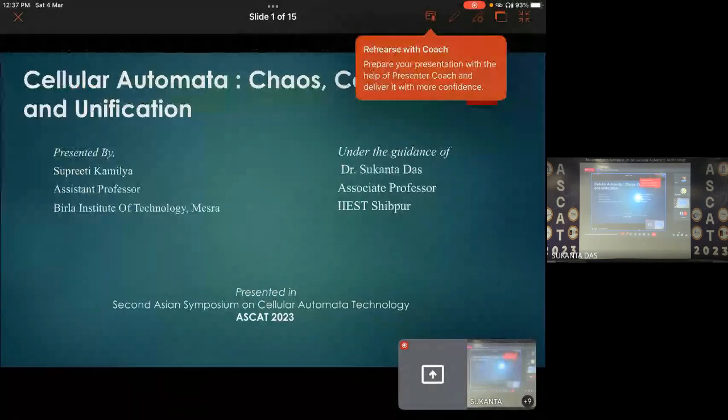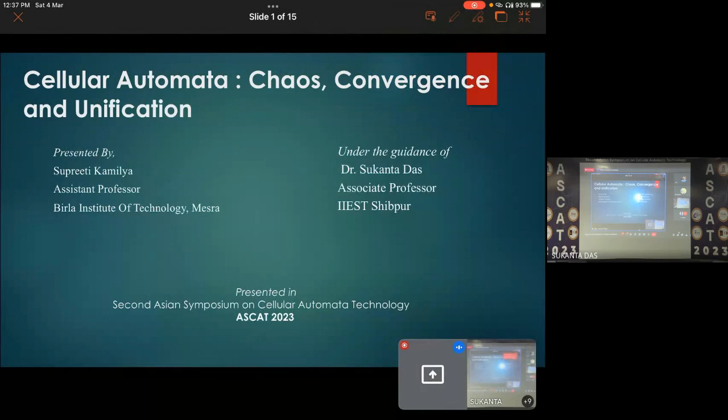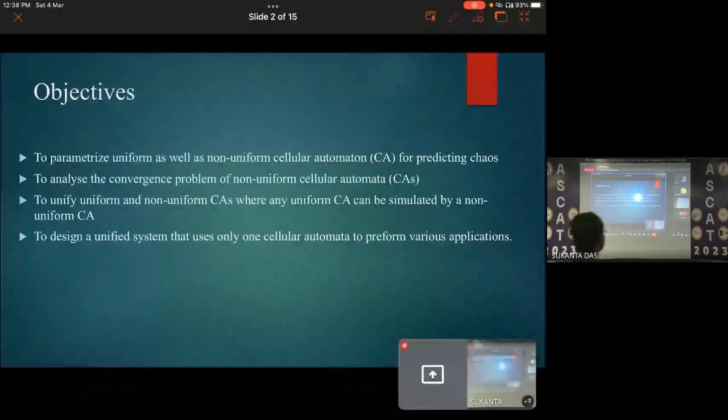Okay. Very good afternoon, everyone. My name is Supreeti Kamilya, and I am going to present my thesis work entitled Cellular Automata, Chaos, Convergence, and Unification. I have done my PhD under the guidance of Dr. Sukanta Das. First of all, my objectives are to deal with the divergence problem of cellular automata.